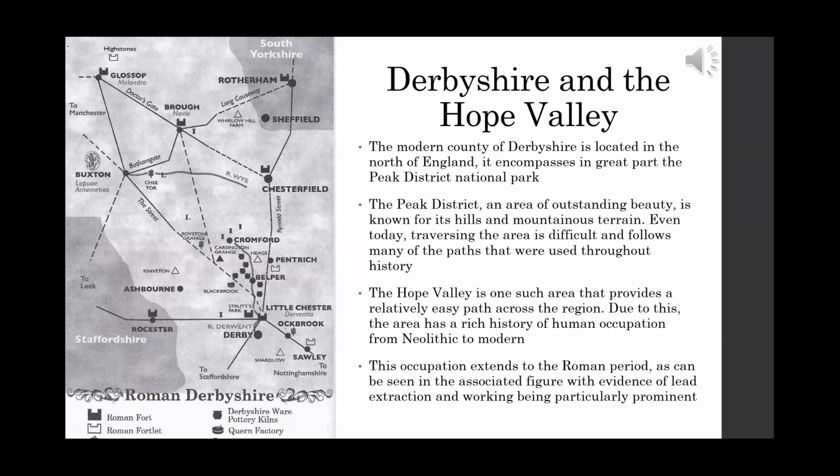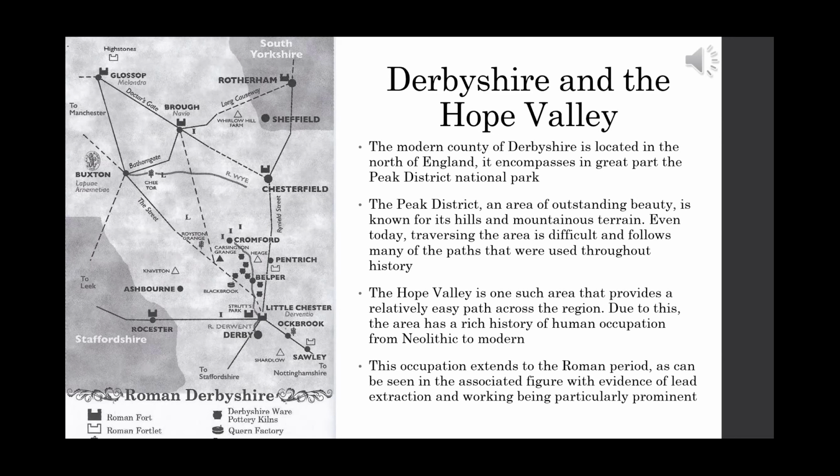Derbyshire is a modern county in the north of England. One of its main characteristics is that it encompasses a great deal of the Peak District. The Peak District is a national park in the north of England, and it is an area of outstanding beauty. One feature of this is that its topography and geography is generally very hilly and mountainous, and is generally not very easy to traverse. As a result, in the archaeological record, a lot of the activity is confined to areas that are more hospitable and more easily traversable.